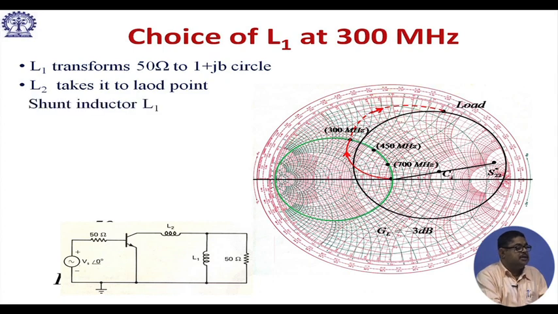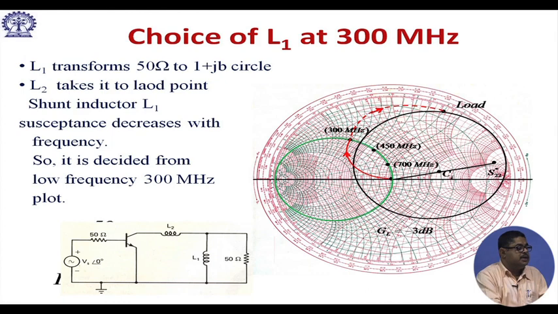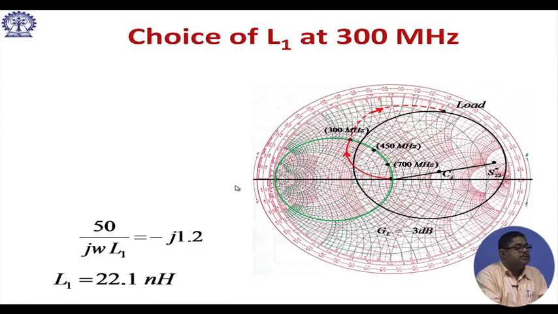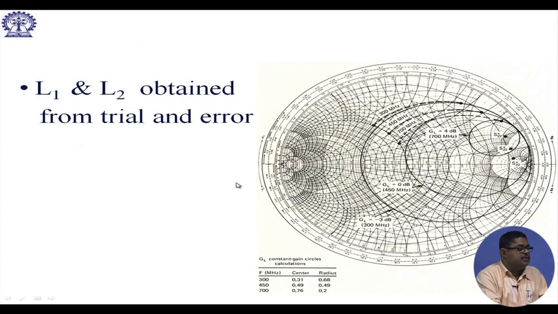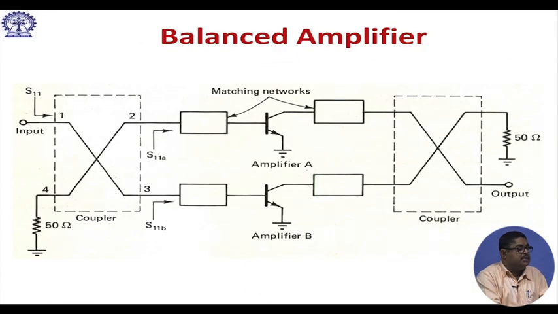So, the shunt inductor will be L1, susceptance decreases it. So, it is decided from the low frequency 300 megahertz plot. Which side am I going? So, from trial and error we can do this.